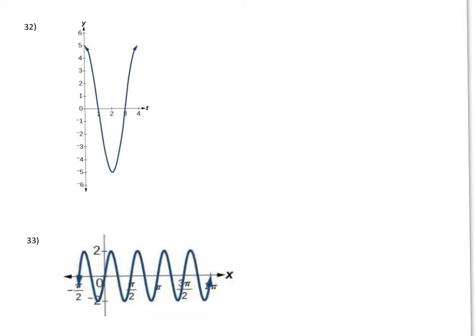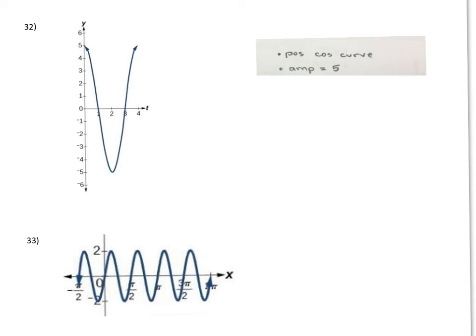Okay, so in number 32, we could see here that this is a cosine curve, right? We know it's not sine because it would go through 0, 0. Since it's starting off high, we could say it's a positive cosine curve. Now, we could see here our amplitude is 5. And the frequency, again, with this one, because the x-axis isn't in terms of pi, I'm going to use that formula, frequency equals 2 pi over period.